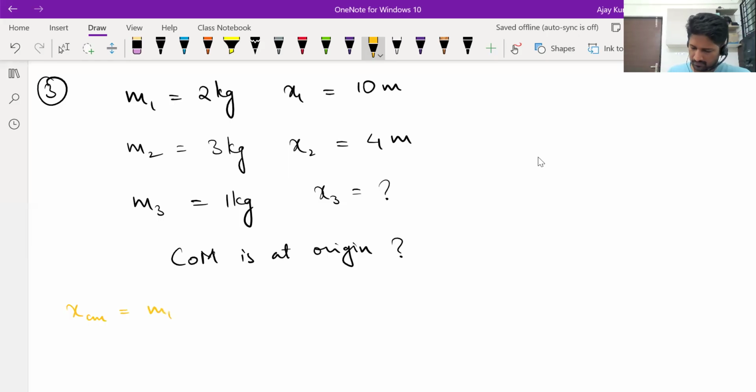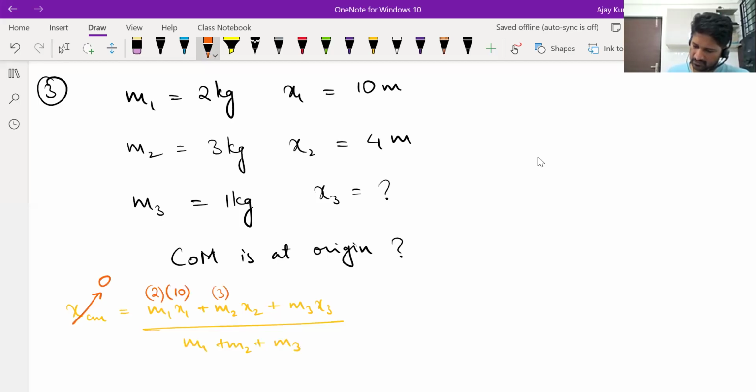Fine. XCM is M1 X1 plus M2 X2 plus M3 X3. How many ever particles are there, you have to add all of them, divided by M1 plus M2 plus M3. Now you are given that the center of mass is at the origin. First mass is 2 kg, its x coordinate is 10. Second mass is 3 kg, its x coordinate is 4. Third mass is 1 kg, we don't know its x coordinate.